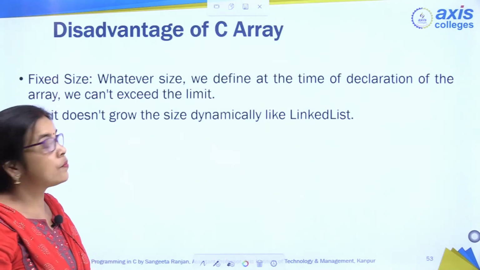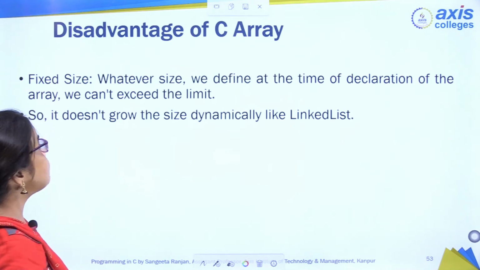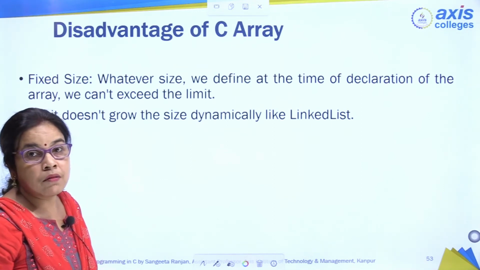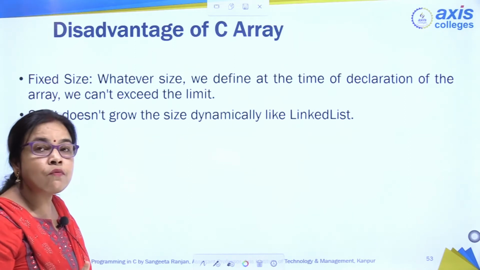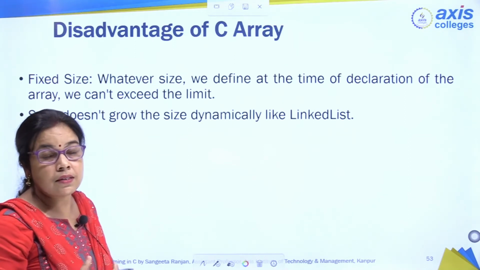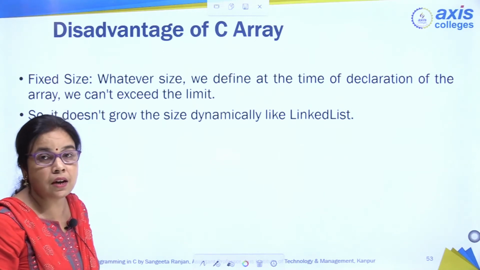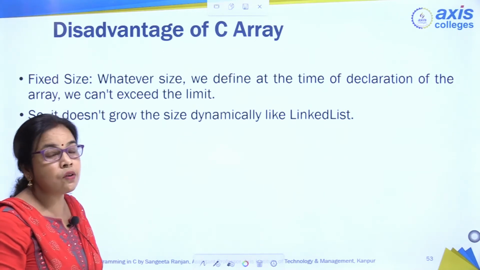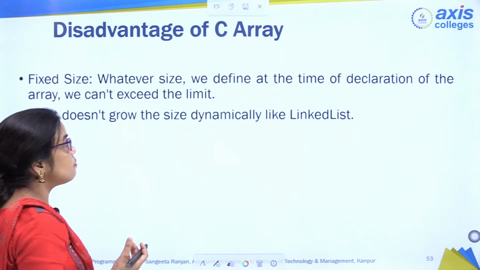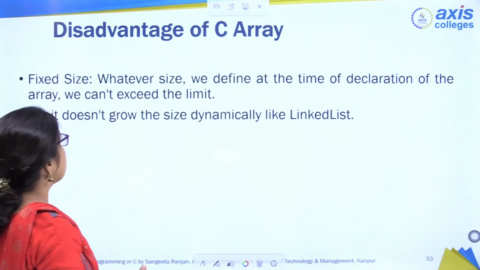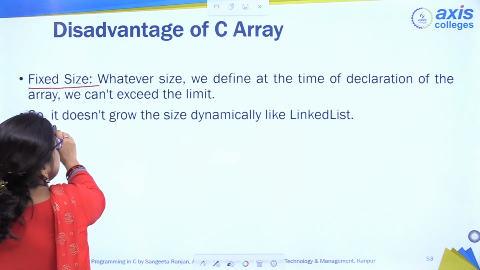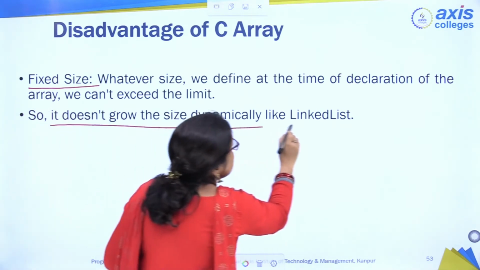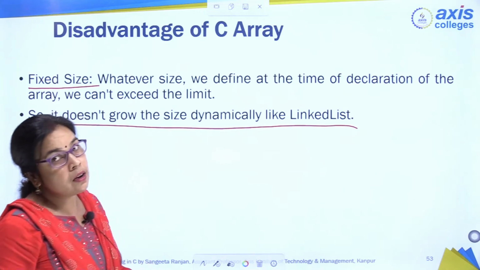Disadvantage of arrays: because the size of the array is fixed in the beginning, we have to fix the size of the array at the time of declaration. So if we want to increase the size of the array at the time of execution, we cannot do that. This is the basic problem with the array. The fixed size is the basic problem. It does not grow dynamically, as it does in a linked list.